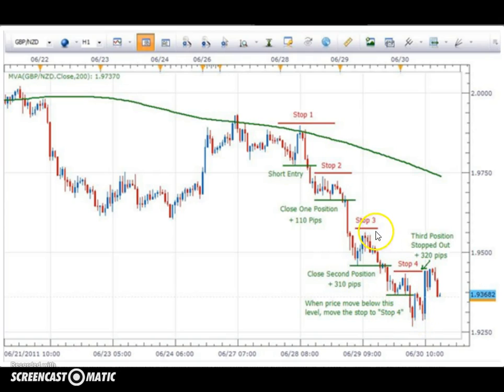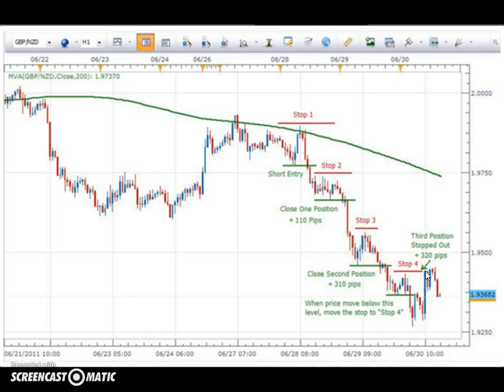All we're going to do is move our stop from position 3, move it down to stop 4 in that situation. So we can see that price, as we look at the chart, did not continue to move lower. Nothing's going to drop forever. Nothing's going to go up forever. It starts to move back up. We've got our stop at stop level 4. So our last position, our third position, gets stopped out right here.